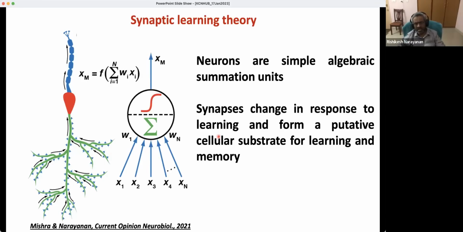Over the years, there were ideas that were postulated as a consequence of this. To summarize what I said so far, the first part says that neurons are simplified algebraic summation units, followed by a threshold nonlinearity. And synapses change in response to learning and form a putative cellular substrate for learning and memory. So that was the fundamental idea of what we called synaptic learning theory.